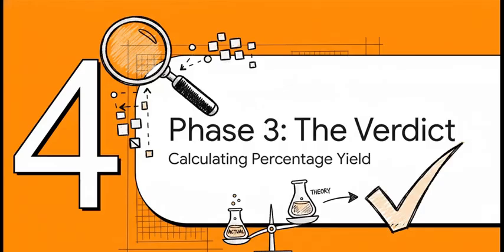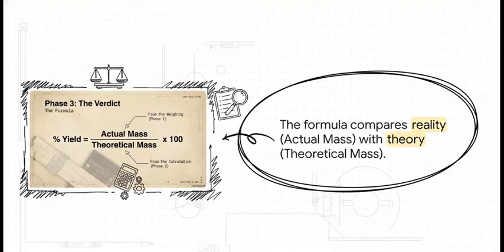All right, detective. We've gathered the evidence in phase one. We've analyzed the blueprint in phase two. Now it's time to bring it all together. Let's compare reality with theory and deliver the final verdict on our reaction's efficiency. And this formula is how we do it. This is the key to the whole case.